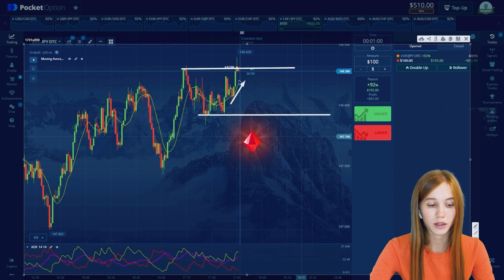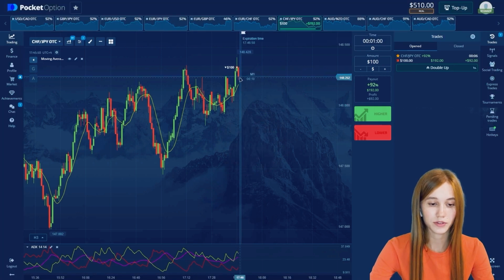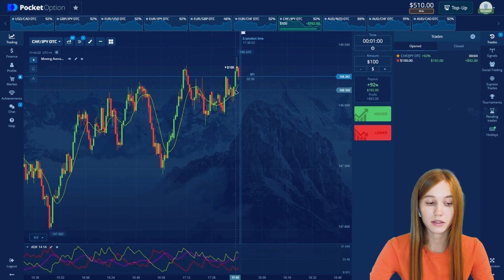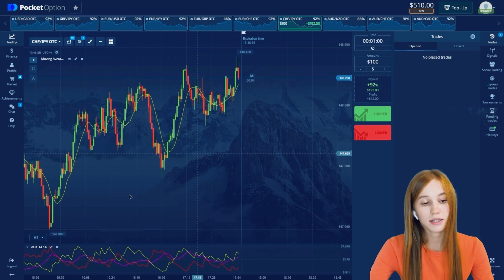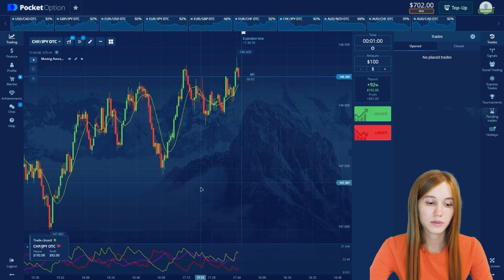Also, if we look at ADX, the red line has leveled off. On the contrary, the green line began to fall down. The intensity has started to increase. Let's see. The drawdown has begun. 2 seconds. 1. Plus deal. Good profit is also $92.